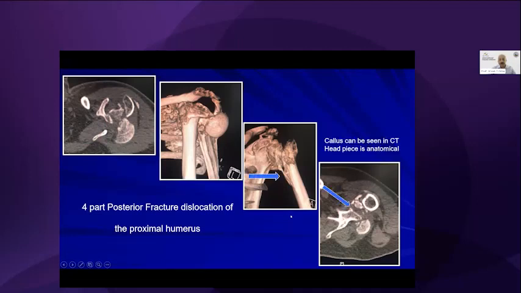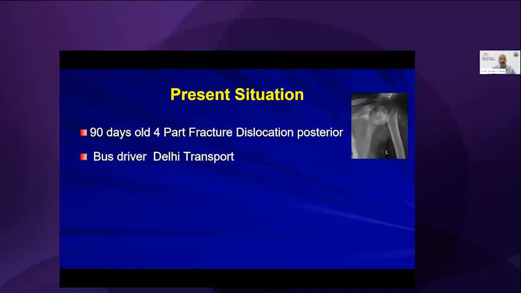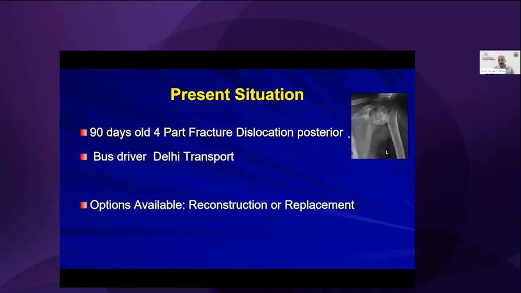So the question which comes now is where we are. It's a 90-day-old fracture. The patient is a 40-year-old having a 4-part fracture dislocation of the humerus. He's a bus driver in an Indian capital city for a transport corporation and has to do heavy work. What are the possibilities available for us? Are we going for a replacement or a reconstruction?